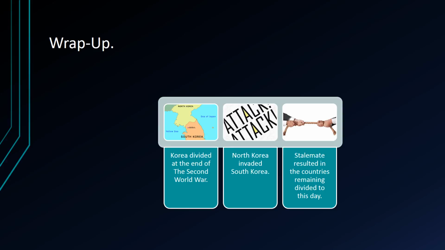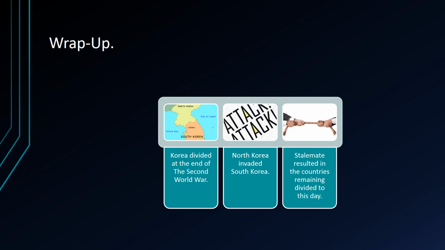Okay, so our wrap up. Korea was divided at the end of the Second World War. Remember, into North Korea, which remained mostly Soviet, and South Korea, which tended to fall into the capitalism realm. And North Korea, with the backing and support of the Soviets, invaded South Korea. And there was constant struggle between both sides. Finally, the UN and the United States became involved.